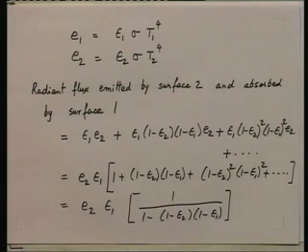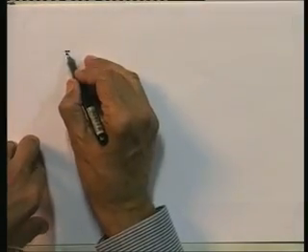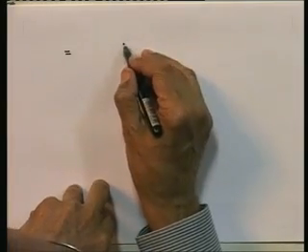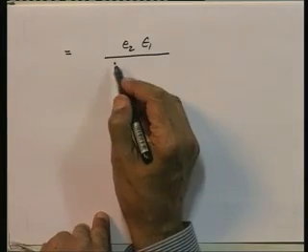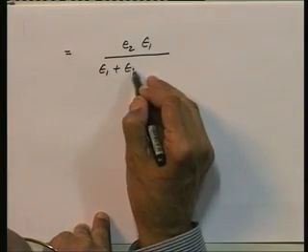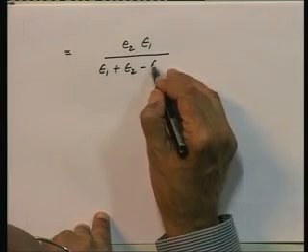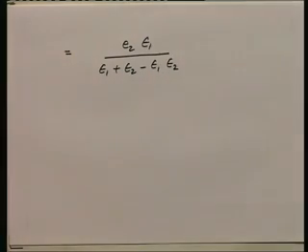This is the radiant flux emitted by surface 2 and absorbed by surface 1. And I can simplify that expression a little further and say this is further equal to, on simplifying, E2 epsilon 1 divided by epsilon 1 plus epsilon 2 minus epsilon 1 epsilon 2. That is what it will simplify to, which you can check yourself. Okay. So, this is the radiant flux emitted by surface 2 and absorbed by surface 1.